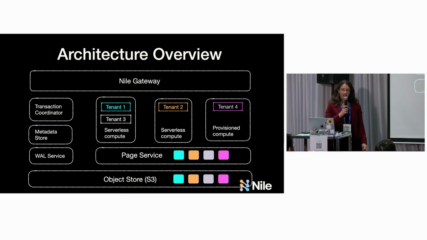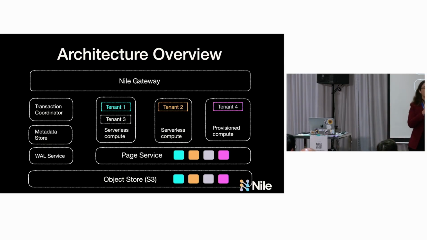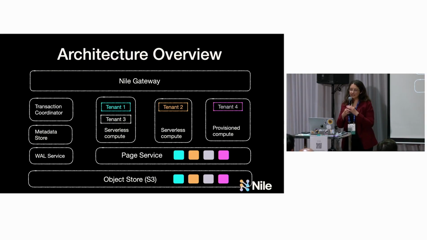Now, looking more at the actual architecture, we have a bunch of components. So Nile Gateway is a proxy. And then we have a transaction coordinator for things that have to be coordinated across all the machines. We have a metadata store for things like who is placed where and a lot of other metadata. And then we have those machines, the serverless compute and the provisioned compute, those are the Postgreses. Under that, we added a storage layer with page servers, which is mostly cache. The data itself is stored on an object store. Right now, it is mostly S3.